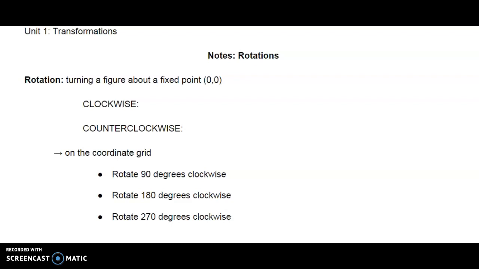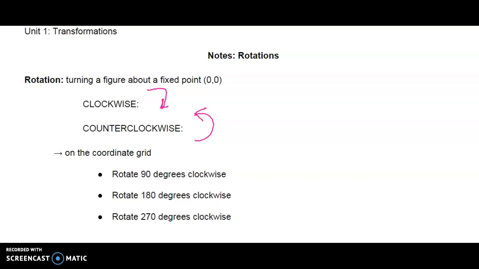In Math 8, that fixed point is always going to be the origin, or point (0, 0). Okay, so we're always going to rotate about the point (0, 0). We have two different directions that we can do rotations. The first direction is clockwise, which just means the same as the hands on a clock. So clockwise will go this direction because that is the direction that the hands on a clock go. Counterclockwise is just the opposite, so you're moving backwards from the way that the hands on a clock go.